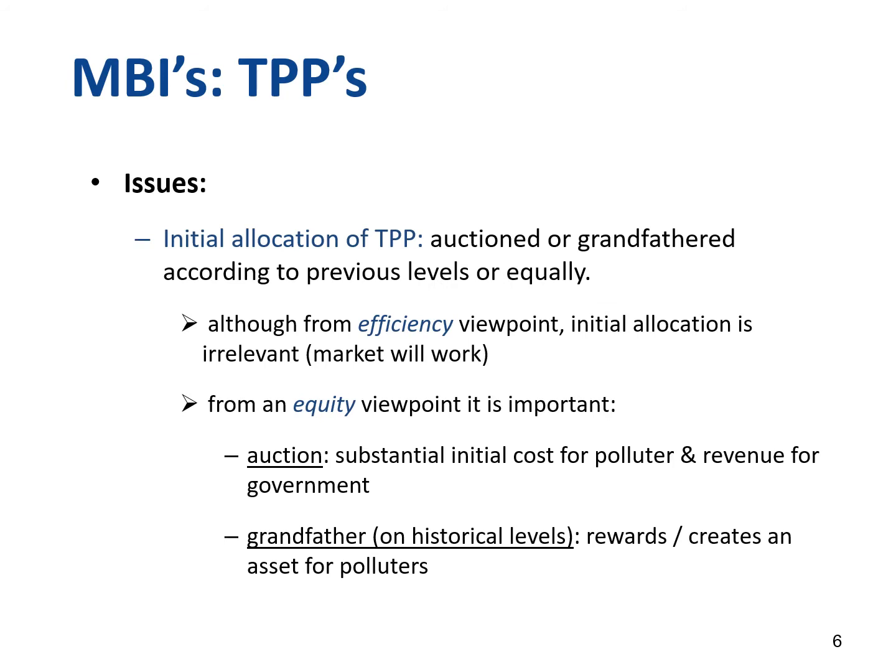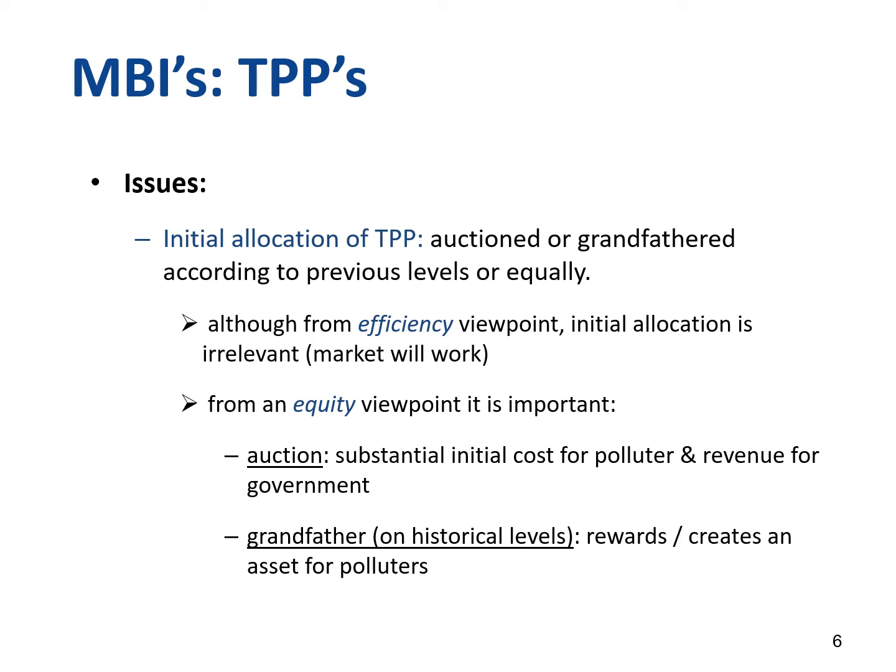So the initial allocation of tradable pollution permits: they're auctioned or grandfathered according to previous levels, or they're equally auctioned off. And although from an efficiency viewpoint the initial allocation is irrelevant, because the market will eventually work and decide based on bids and offers between companies, and that will be the invisible hand of the free market, as Adam Smith would say. So, from an equity viewpoint, it's important that in terms of the auction, the substantial initial cost for the polluter and revenue is provided for by the government.